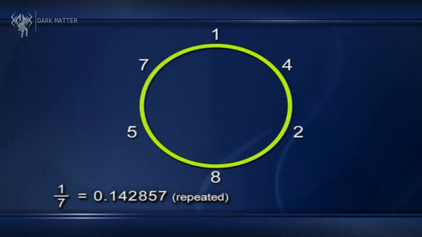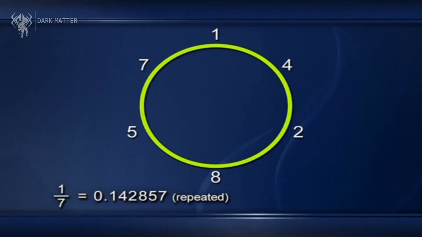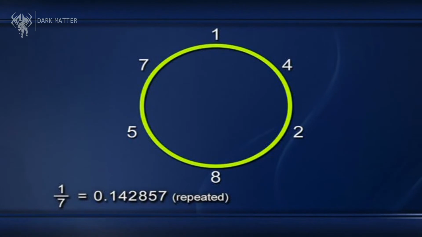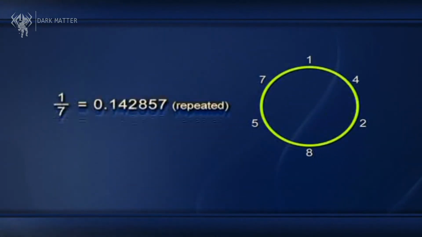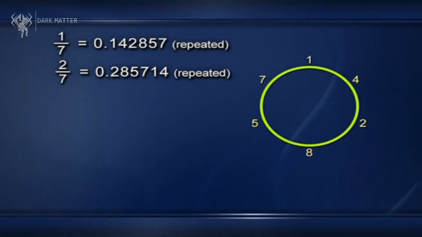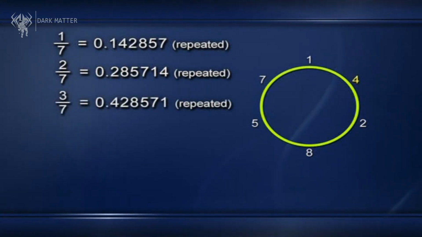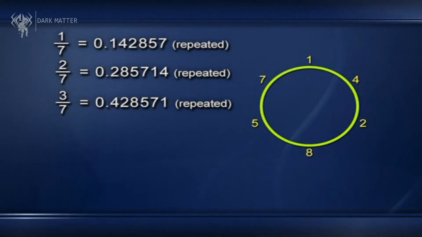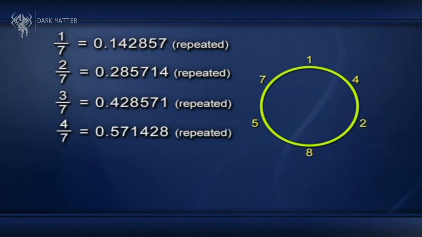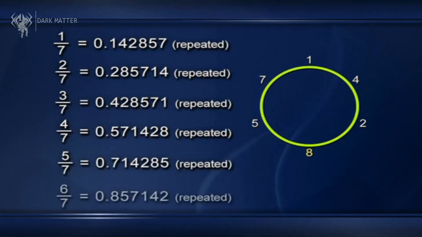What's cool is that once you know this fraction, you know all the other sevenths fractions too, right? So looking at our circle of 142,857, check this out. 2/7 is going to start with the 2 and then go around the circle forever. It's 0.285714 repeated. And 3/7 is 0.428571 repeated. 4/7 is 0.571428 repeated. 5/7 is 0.714285 repeated.